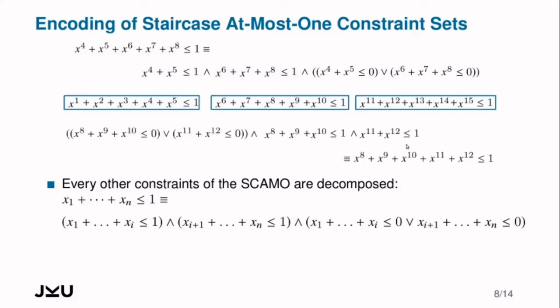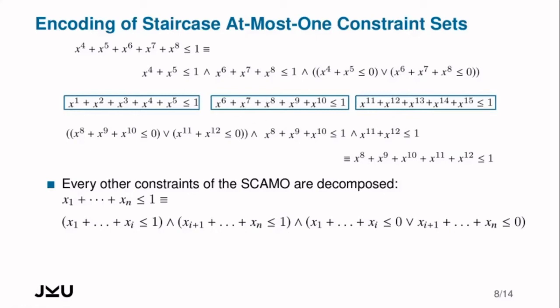Similarly, if we consider the at most one constraint over the sequence of variables from x8 till x12, we can decompose it such that we get a subsum of the third at most one constraint, more precisely a prefix of it, and this is combined with the sum of variables x8, x9, x10, which happens to be a suffix of the second encoded at most one constraint.